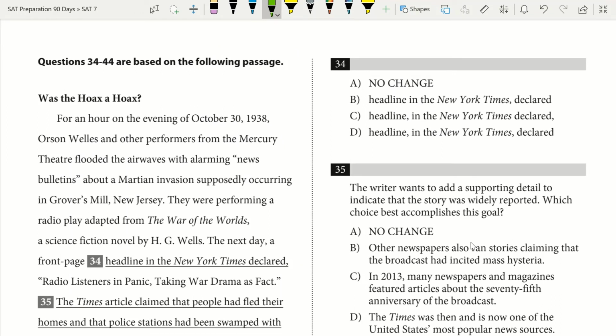Okay, the front-page headline in the New York Times declared, and then a comma and then quotation marks. Okay, that all looks pretty good to me. I don't see anything wrong with that. We don't want to have a comma after the word headline, so we can get rid of both of those. We don't want to have a comma after New York Times. The answer there should be A. That's grammatically correct. Okay, next up I got 35.